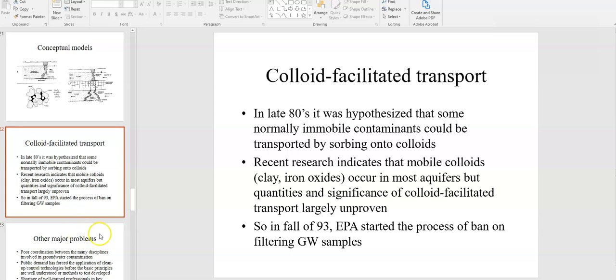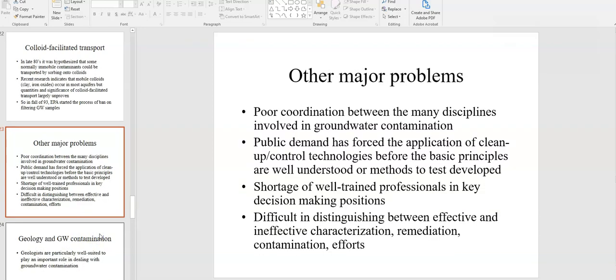So the next other major problems are poor coordination between the many disciplines involved with groundwater contamination. As I was mentioning earlier about the environmental engineers, some never took a geology class, well, they were making decisions because they're an engineer and they have a little PE after their name. They could sign off on things that we couldn't even sign off on. And they didn't actually understand the geology, the physical flow and stuff like that. So again, we're trying to do more cross-disciplinary work. That's why we have interdisciplinary centers now.